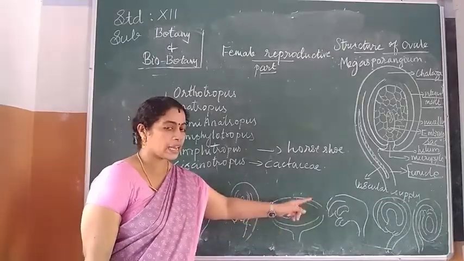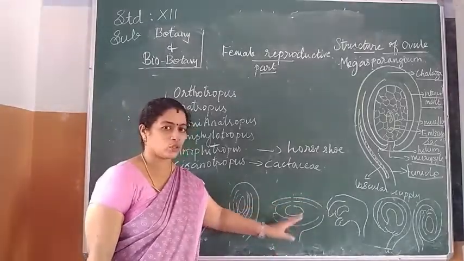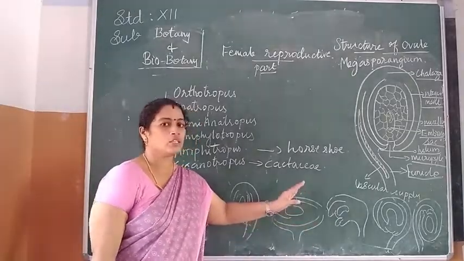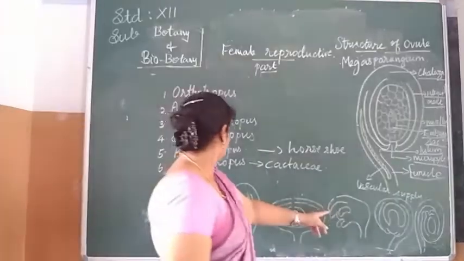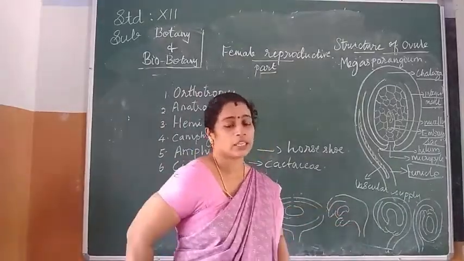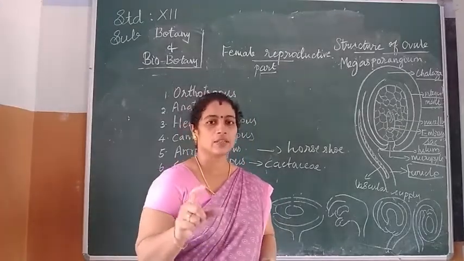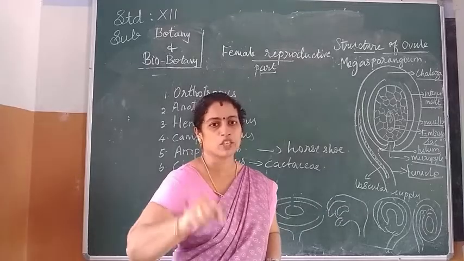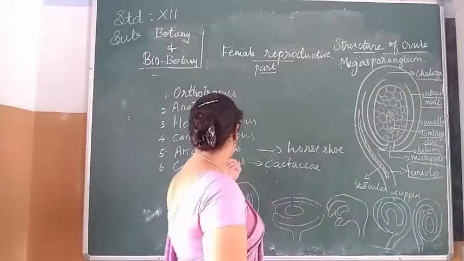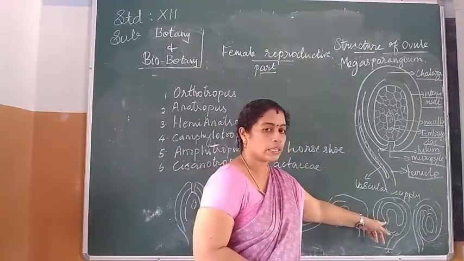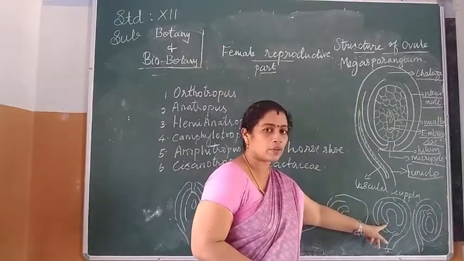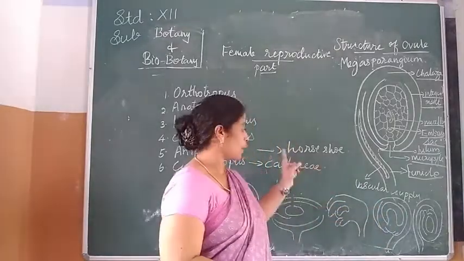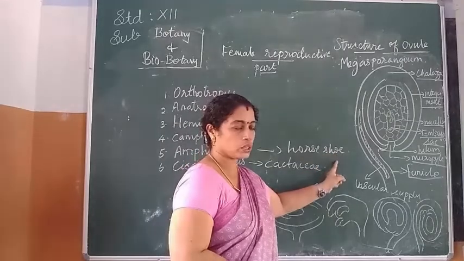The next one, hemianatropous, it will be lying in right angle to the stalk of the ovule. The body of the ovule will be right angle to the stalk of the ovule. The next one, camphilotropous, here it is bean shaped. It is curved in nature, that is a curved ovule. The nucellus will form a bean shaped structure. The next one, amphitropous, is also an example for curved ovule. The nucellus will be curved in the form of a horseshoe shaped structure.